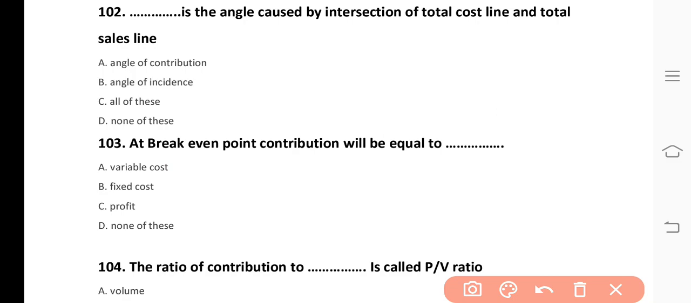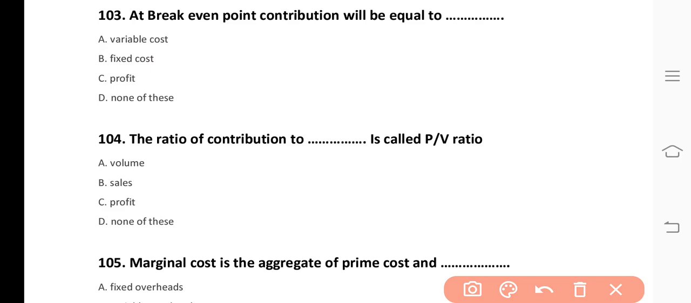MCQs number 102. Dash is the angle caused by intersection of total cost line and total sales line. Angle of contribution, angle of incidence, all of these, none of these. So it is the angle of incidence. Correct option is option B. Angle of incidence is the angle caused by intersection of total cost line and total sales line.